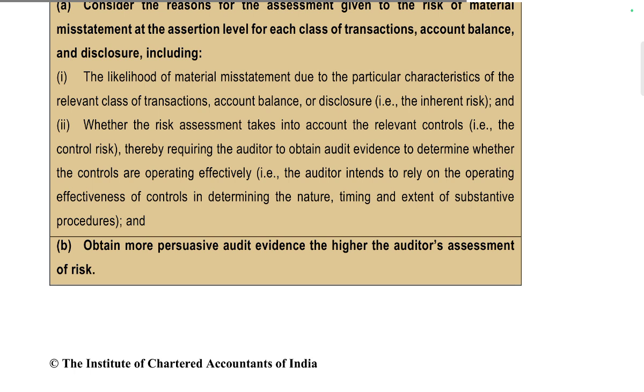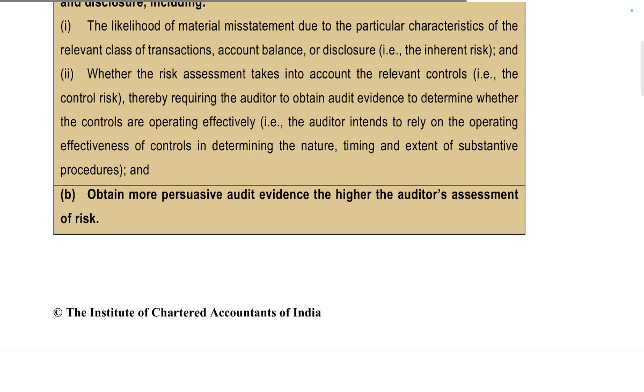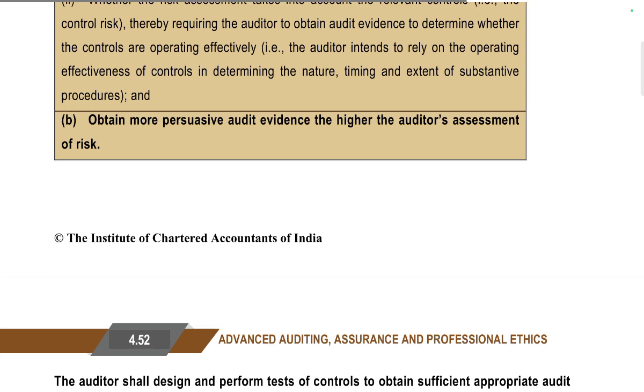Whether the risk assessment takes account of relevant controls, that is control risk, thereby requires the auditor to obtain audit evidence to determine whether the controls are operating effectively. Where the auditor intends to rely on the operating effectiveness of controls to determine the nature, timing and extent of substantive procedures, the auditor shall obtain more persuasive audit evidence the higher the auditor's assessment of risk.